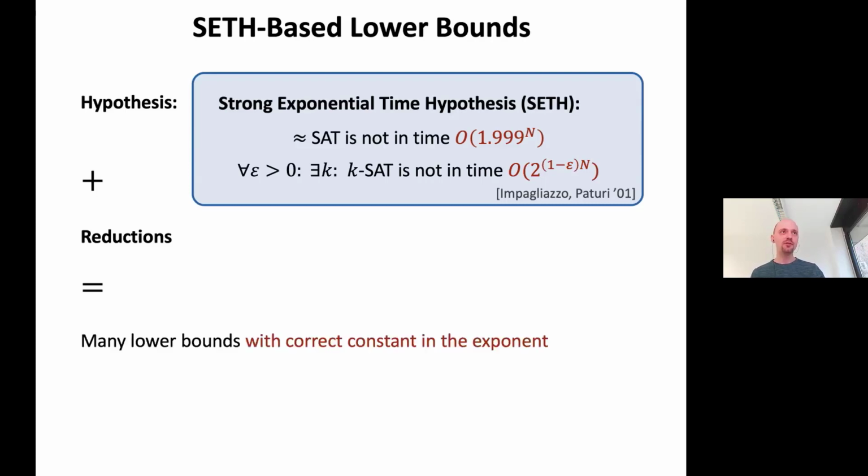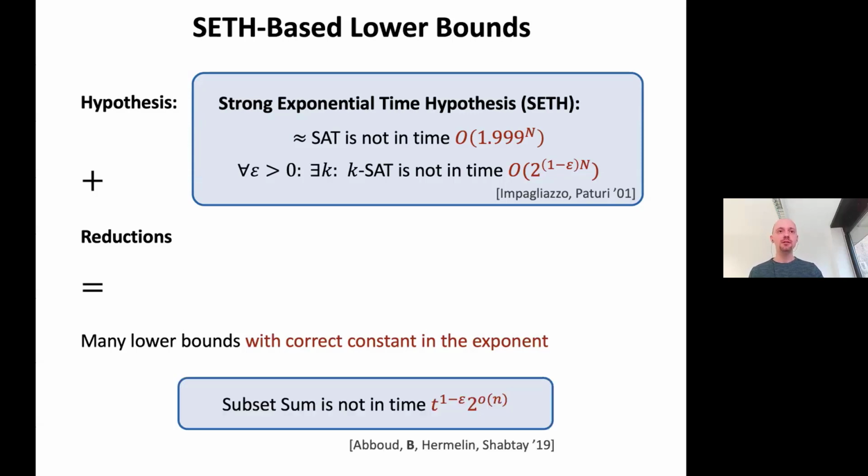So having a hypothesis that states something about the correct constant and exponent, we can also try to actually prove lower bounds that have the correct constant and exponent. And indeed, 2 years ago, we did this for subset sum, at least with respect to this parameter t. Namely, we showed that subset sum is not in time t to the 1 minus epsilon times 2 to the o(n). So for any epsilon that you pick, you cannot improve the dependence on t to the 1 minus epsilon unless you pay an exponential factor in n.